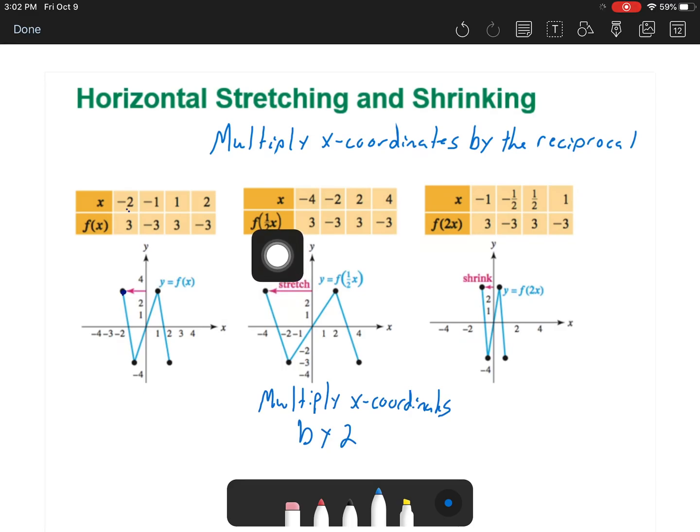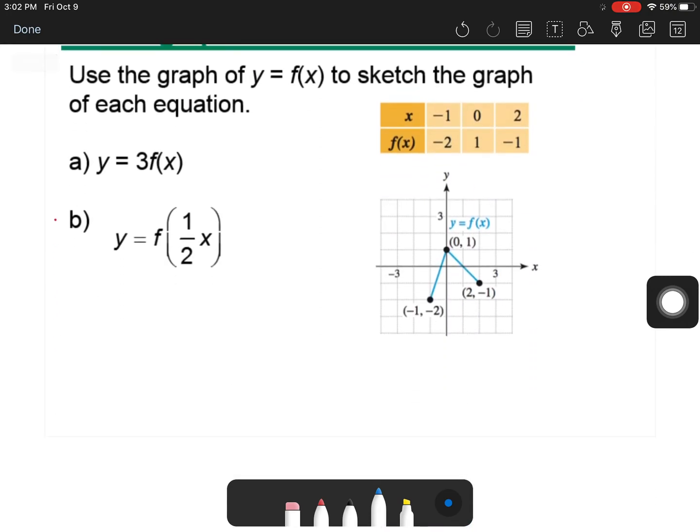So like when it's translating left and right, if it's a minus, it actually goes right. If it's a plus, it goes left. And when it's horizontal stretching or shrinking, you got to think I got to multiply by the reciprocal of these values. So we'll see some more examples there.